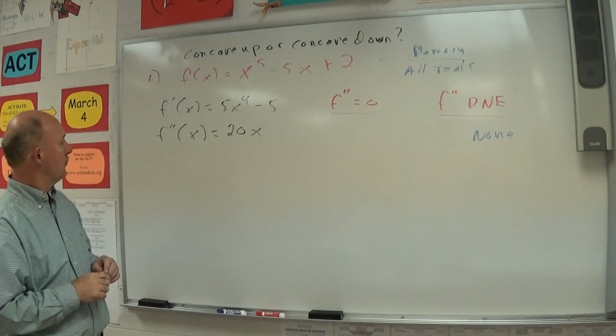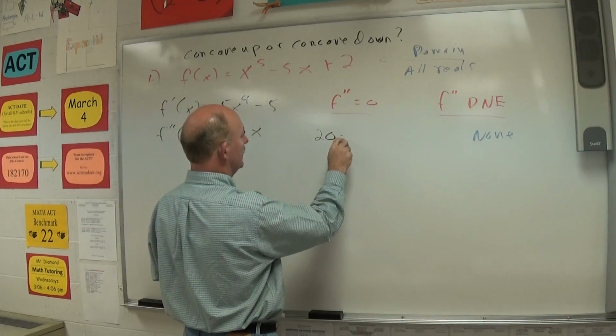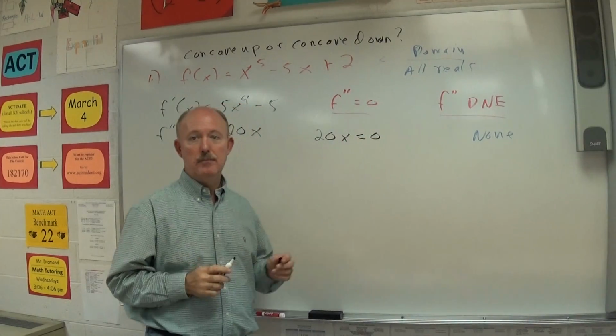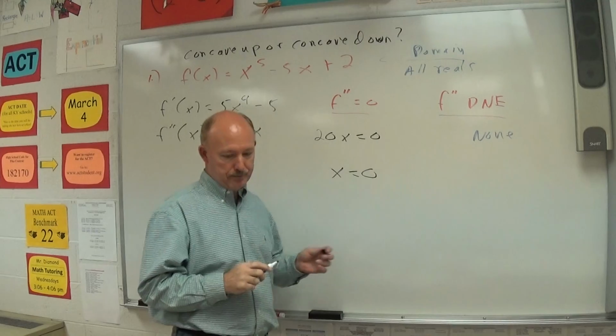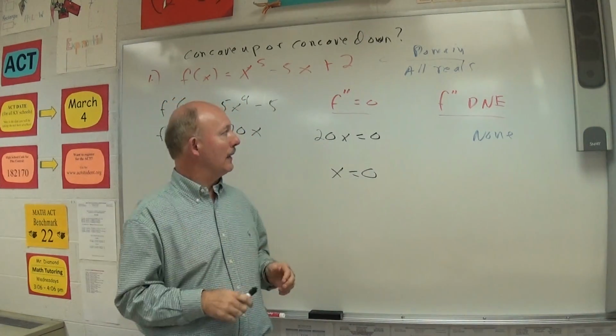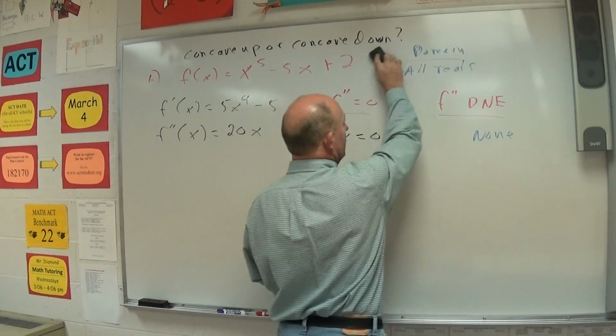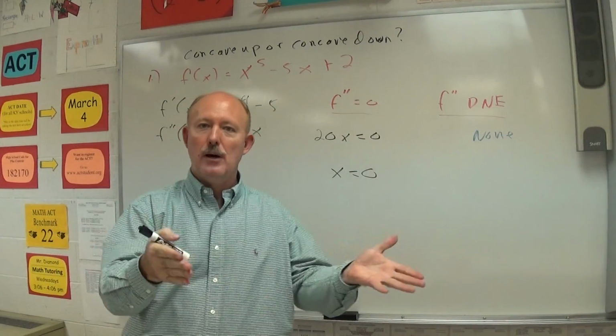Okay, so let's find the zeros of the second derivative. Take your second derivative, so 20x, set this equal to 0, and then solving for x, just divide by 20, x equals 0. So this problem, we have one inflection point. All right, so actually it's not a point, it's the x value of the inflection point.